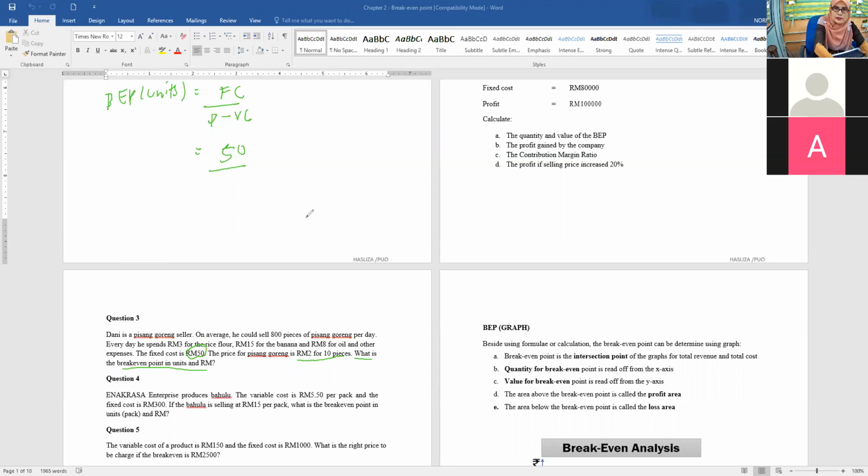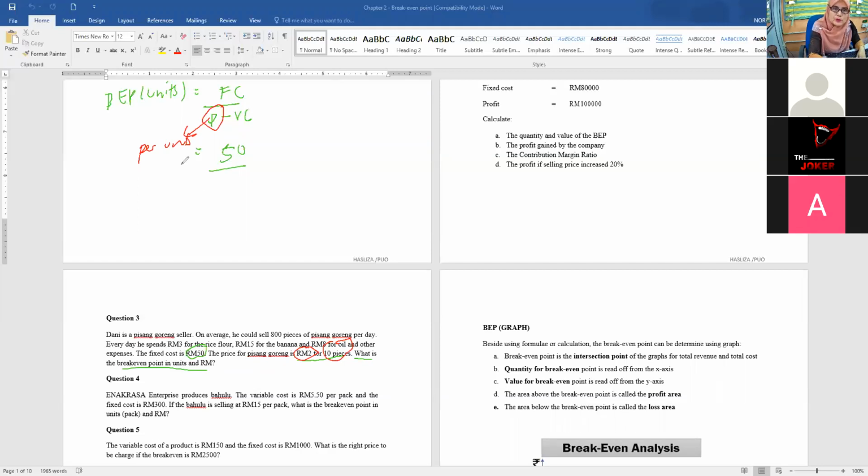Okay, saya dah mention price ni adalah per unit. Tengok pada soalan, pisang goreng RM2 for 10 pieces. So 1 piece berapa? 20 sen. So price per unit is 20 sen, 0.2. Faham ke tak? Sebab price dekat sini adalah price per unit. Pada soalan diberikan RM2 untuk 10 pieces. Per unit means that satu tu berapa? Okay, faham tak?